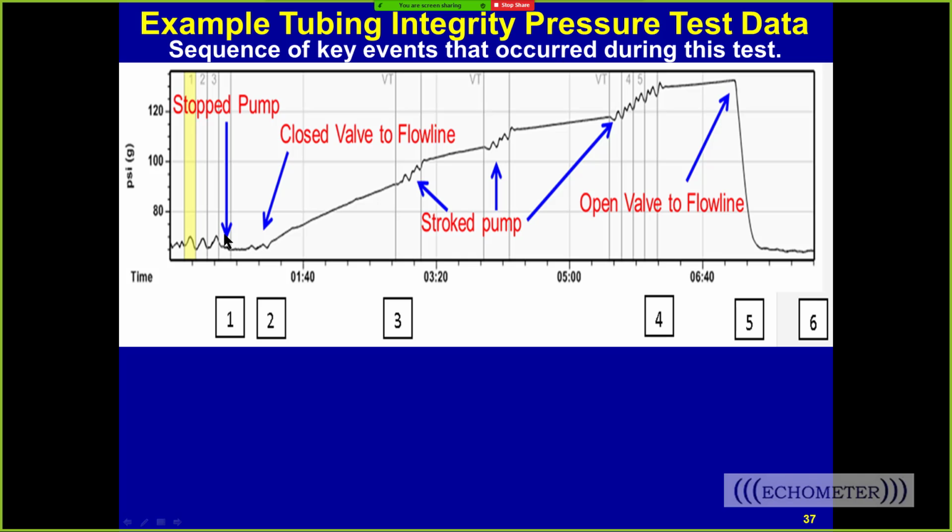So here is an example of a pressure test, and you can see that the strokes are 1, 2, 3, and then we stopped, then we closed the valve, and we pumped some here, and then the valve's closed, and then we pumped some more. And well, why is this pressure going up?